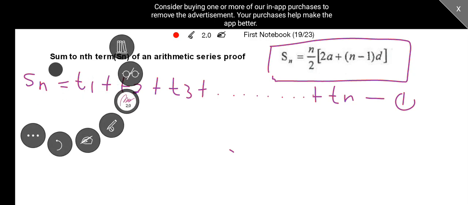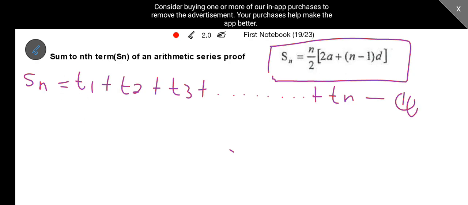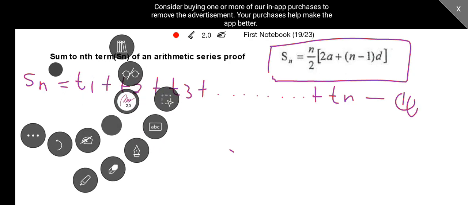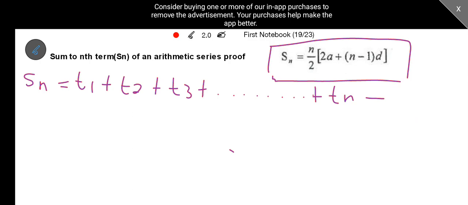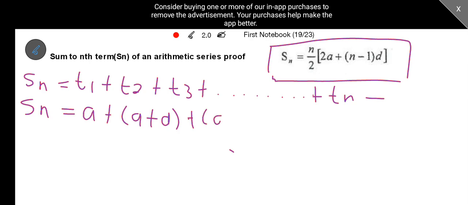Or let's not say equation number 1 yet. We'll write equation number 1 on the second sentence. Okay, so Sn is equal to, what is T1? T1 is given by A. What is T2? T2 is given by A plus D. What is T3? T3 is given by A plus 2D. And we have to put these terms in between, then plus Tn. Then this is equation number 1.